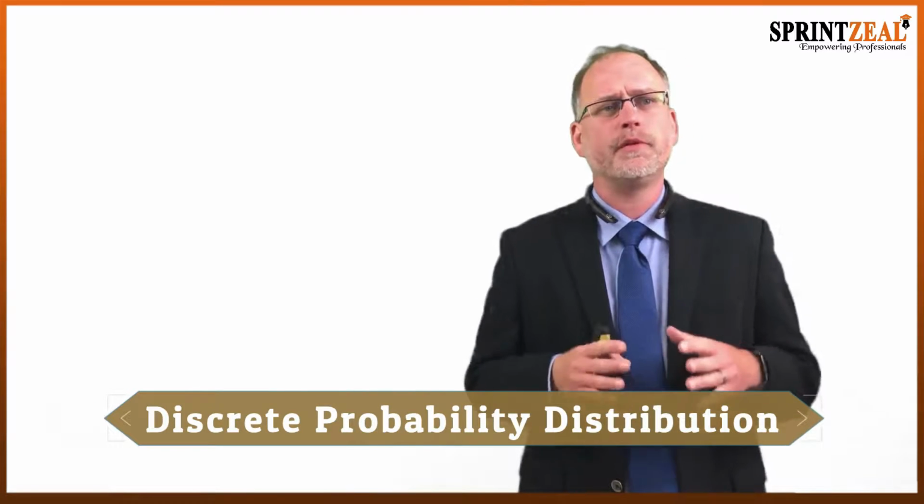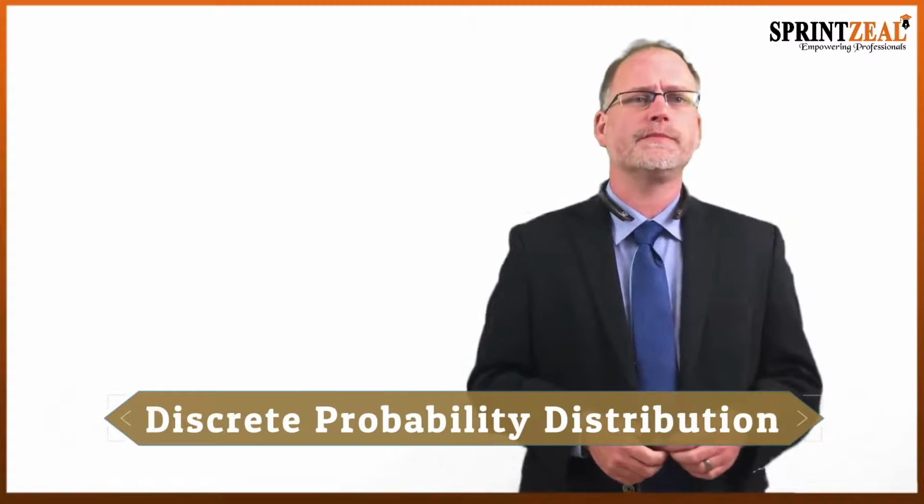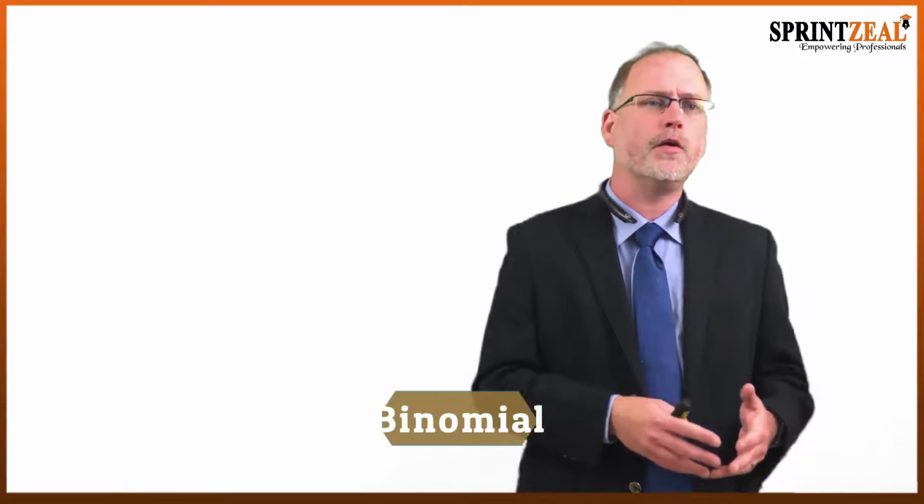So discrete probability distribution is characterized by the probability mass function. Now, it is important to be familiar with discrete distributions while dealing with discrete data. And the two most useful discrete probability distributions would be binomial and Poisson. Now, these distributions help in predicting the sample behavior that can be observed within our population.